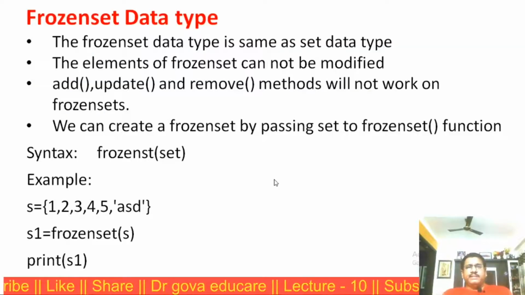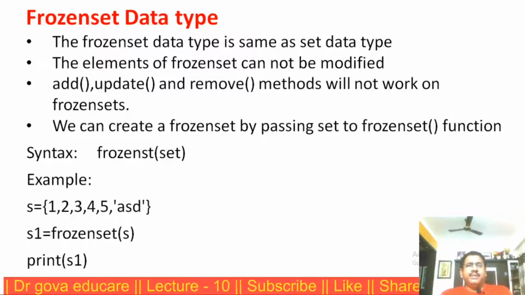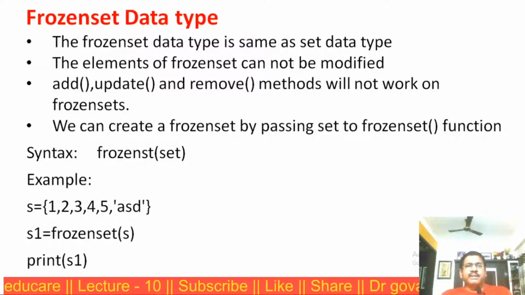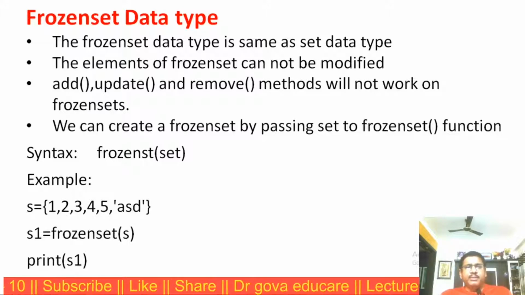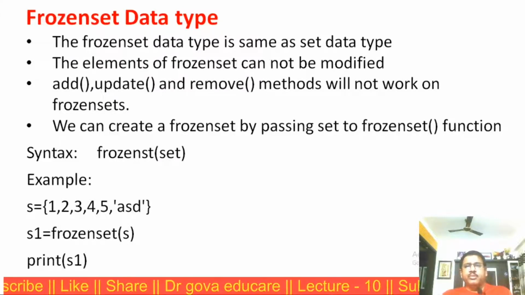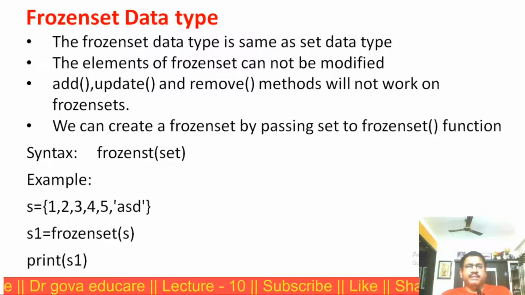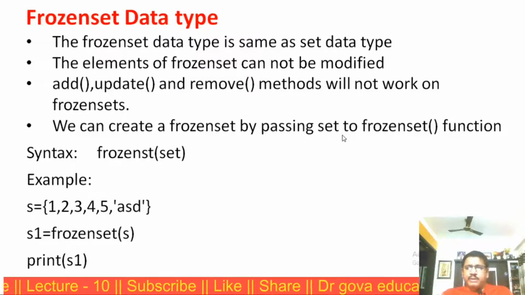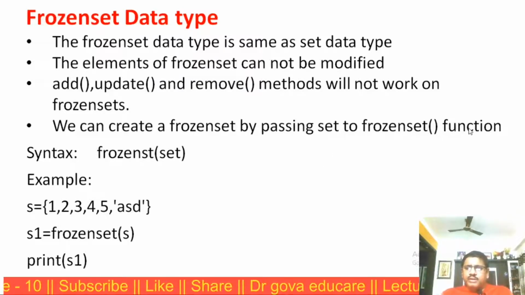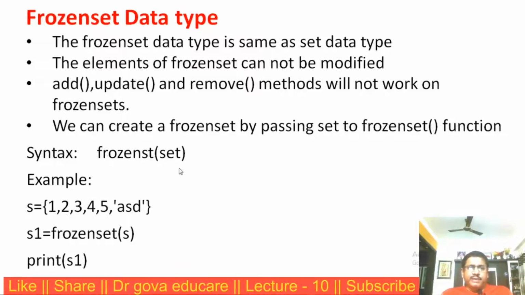Next, frozen set data type. The only difference: set is mutable data type, frozen set is immutable data type. Add, update and remove methods will not work on frozen set. This is the only difference. We can create a frozen set by passing a set to the frozenset function. Now this is the syntax: frozenset of the given set.